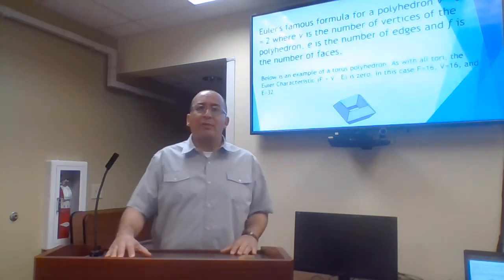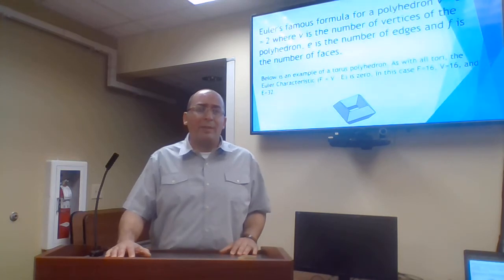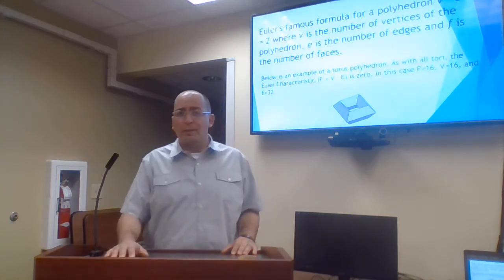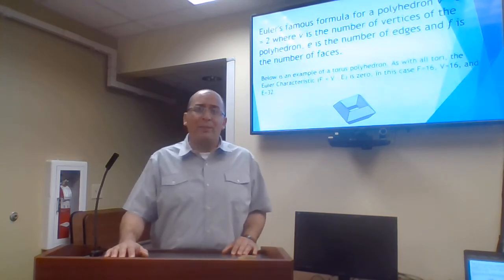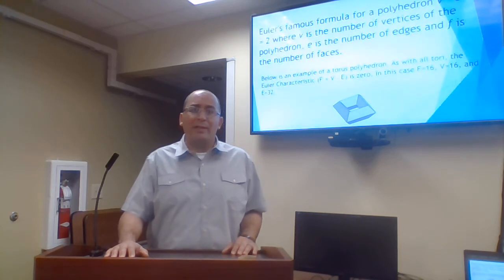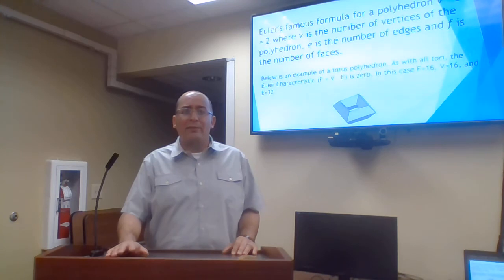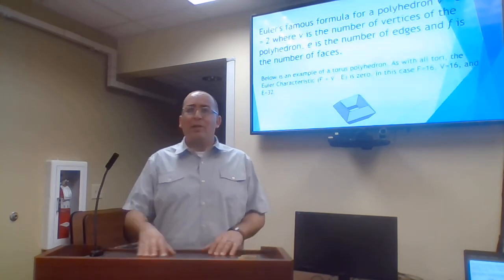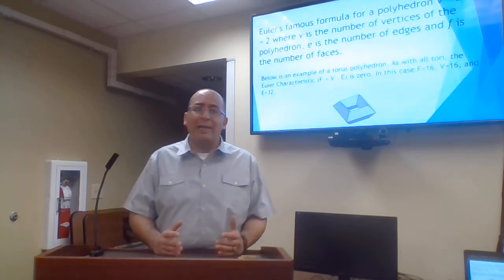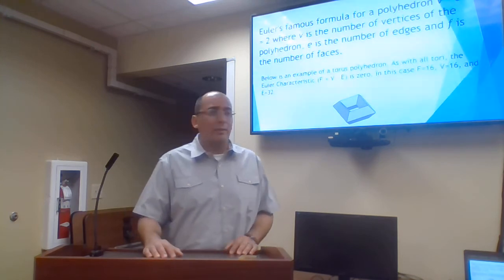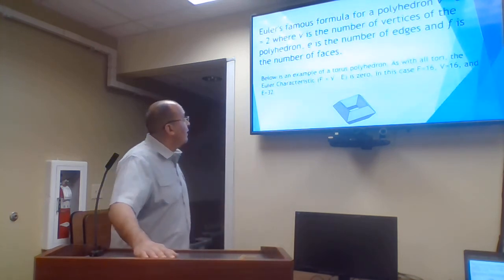Here is Euler's famous formula for a polyhedron, which is V minus E plus F equals 2, where V is the number of vertices of the polyhedron, E is the number of edges, and F is the number of faces. Below, you can see an example of the torus polyhedron, and I have it on this slide.